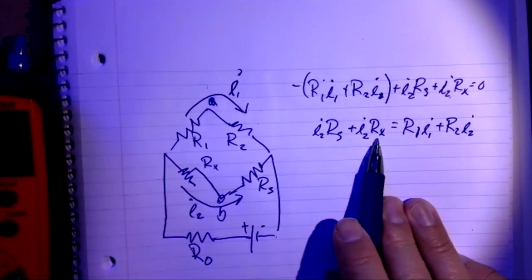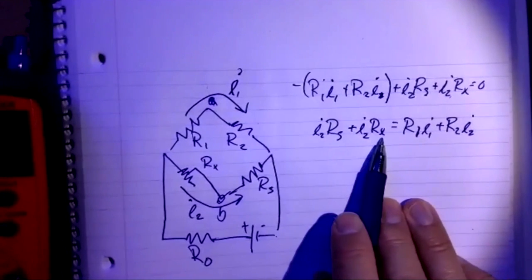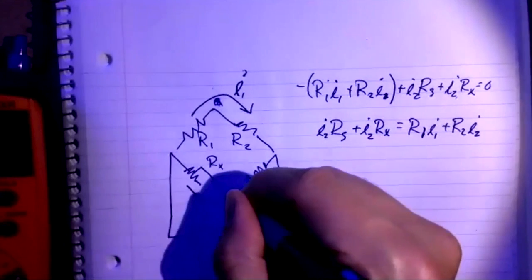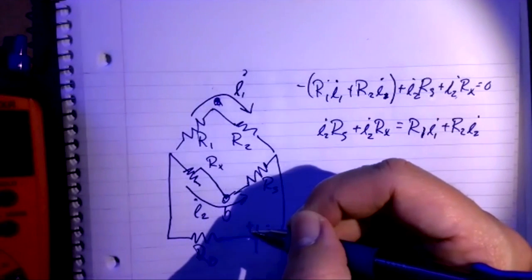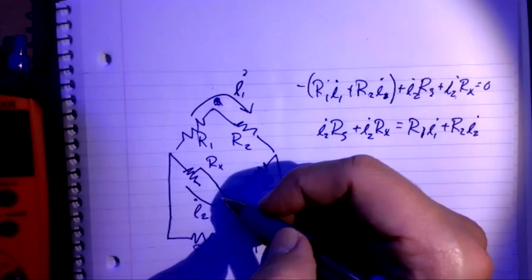I think at this point we can do it. What else do we need for this? Now, our points here, A and B. We can go, let's say, this way.